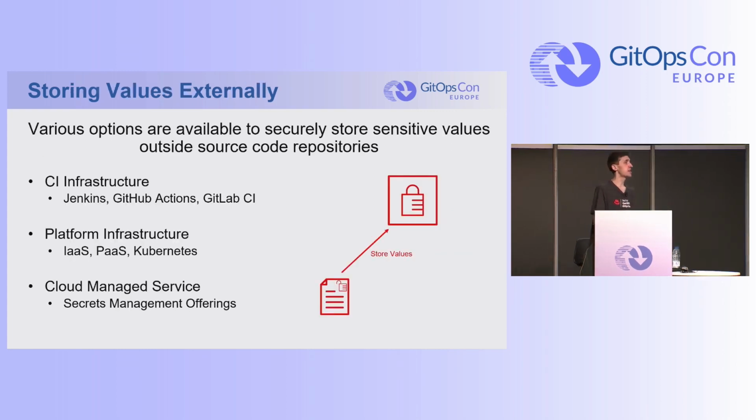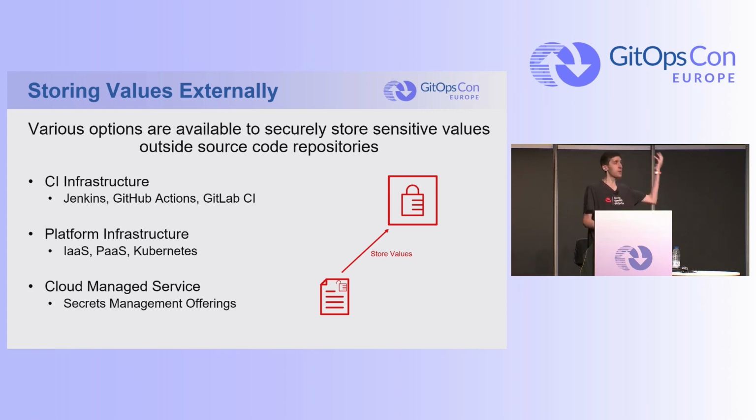The second option is storing those values externally. Where do you typically store those values externally? Well, if you're using CI infrastructure, you might use Jenkins. There are secrets management capabilities in Jenkins. You're going to have GitHub Actions, GitLab. Each one of them has a facility for secrets management.